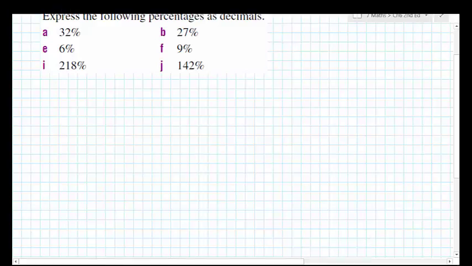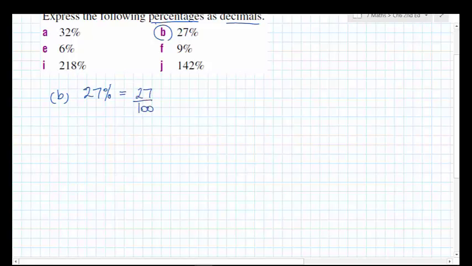So this question here wants me to express the following percentages as decimals. Okay, so I'm converting these to decimals. So let's look at B. Okay, so B here, I have 27%. Now the way I can simply write that is I know that that's the same as 27 over 100.